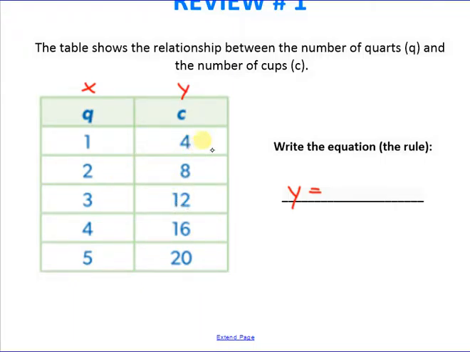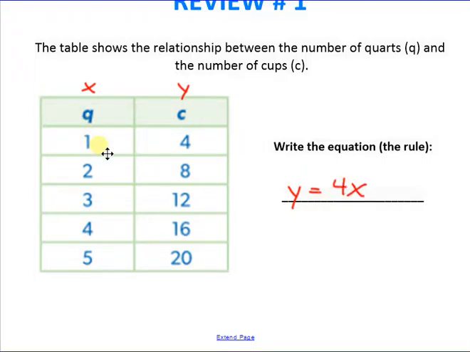And so I'm trying to figure out what is happening here. How am I getting my y's here? How am I getting my cups? How am I getting from 1 to 4, from 2 to 8, from 3 to 12, from 4 to 16, and from 5 to 20? Well, it looks like I am multiplying by 4. So y equals 4 times x.